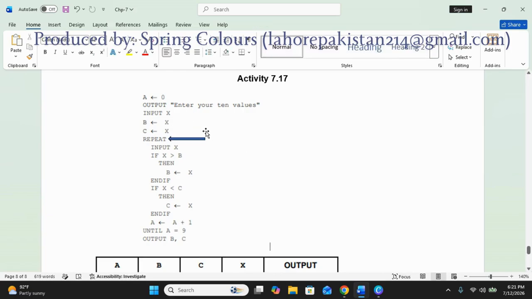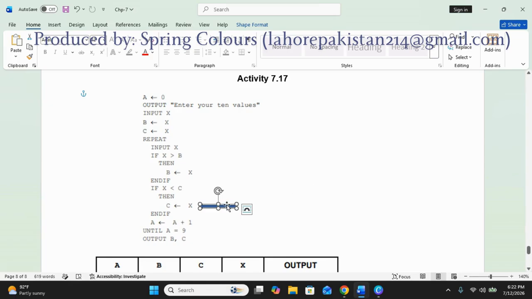Then the loop will start. The loop will input the second value from the user. The second value will be compared with the first value. If the second value is greater, then that value will be saved inside B, because B is storing the largest value. The if will end, but if the second value is smaller than C, then that value will be stored inside C, because C is storing the smallest value.